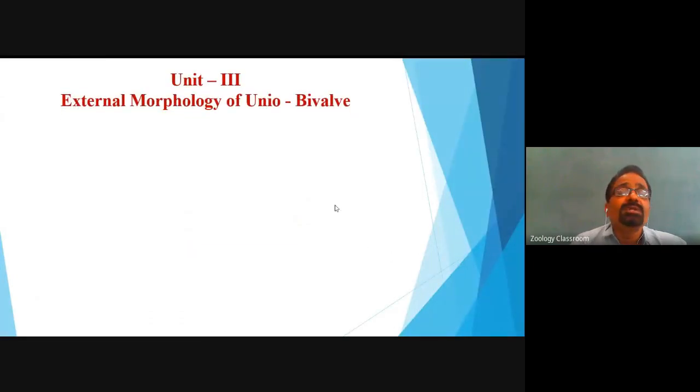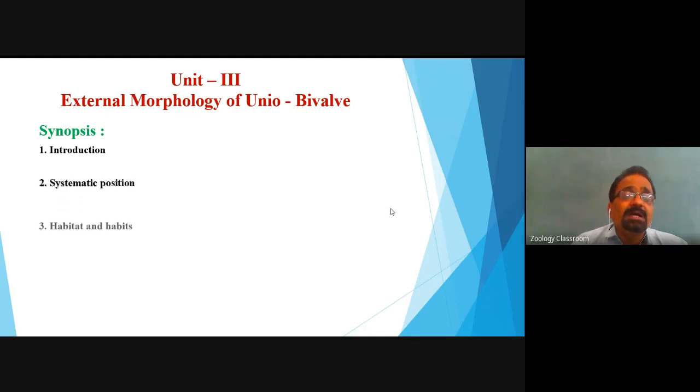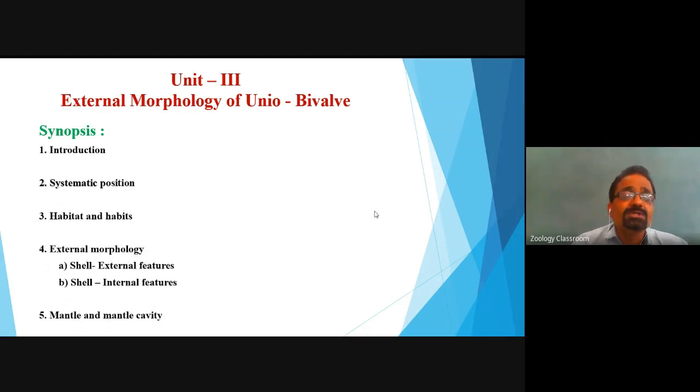This is the actual unit that we have already begun: external morphology of uni or bivalve. And these are the points which I have already discussed: introduction, systematic position, habitats and habits, external morphology, which includes shell, how it appears externally, internally, and the mantle cavity.